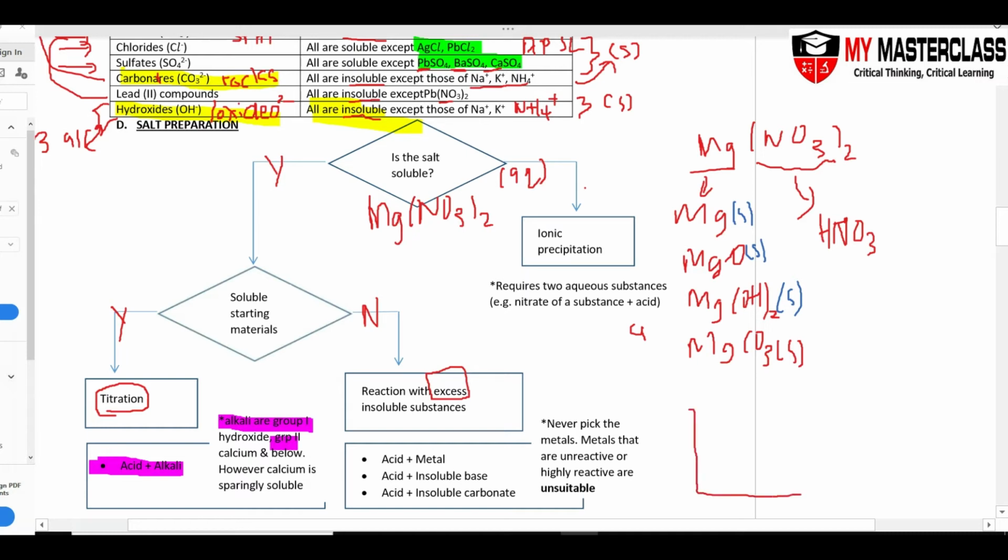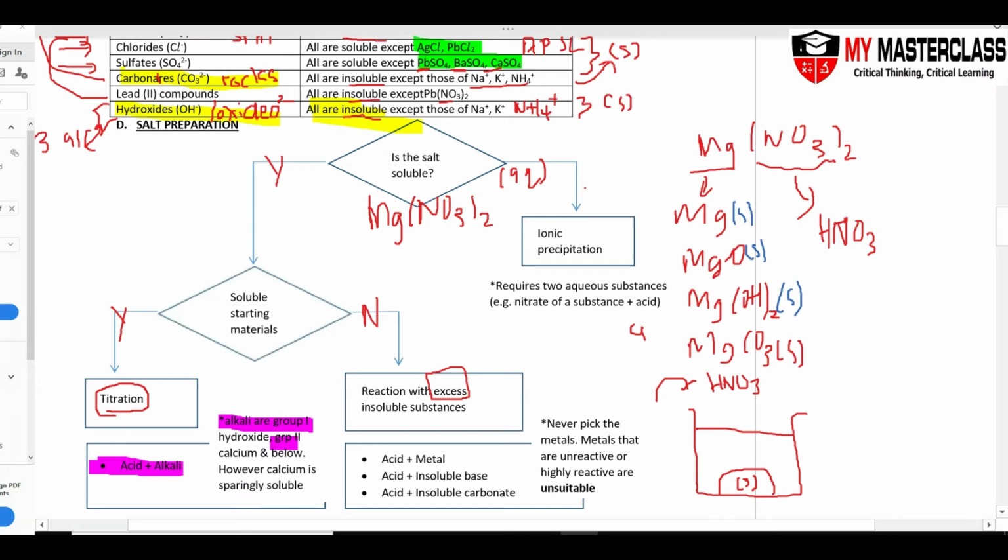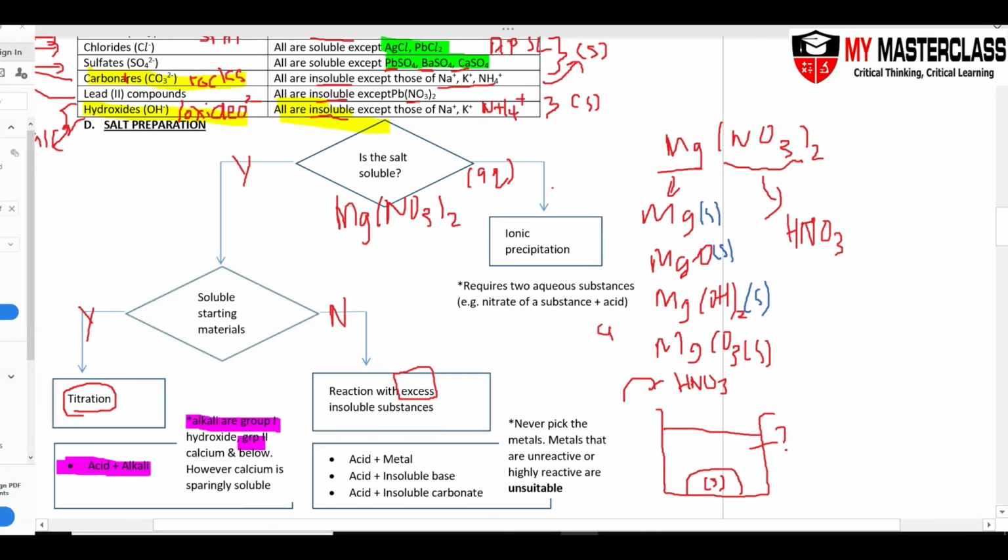So in the lab, this is your setup. You have the solid, one of the 4 solids over here, and then you pour in the acid, nitric acid. Okay, so once your reaction starts, the salt, magnesium nitrate, and water will form. So how do you know this liquid is not the nitric acid, but it is salt and water only, right? The idea over here is you have to add excess solid.